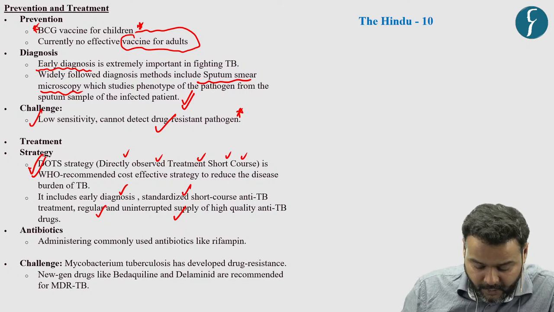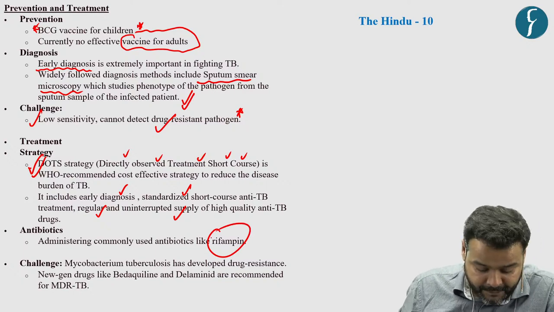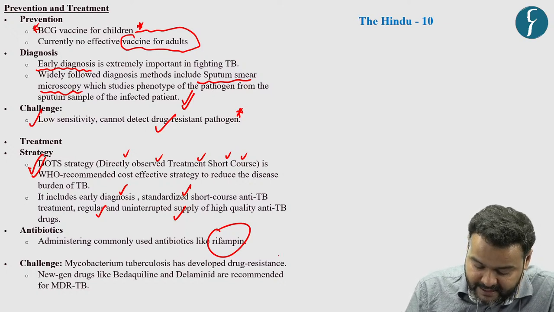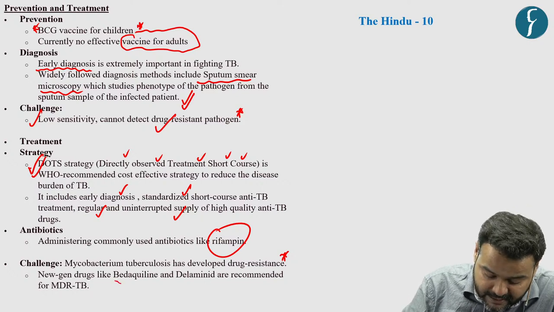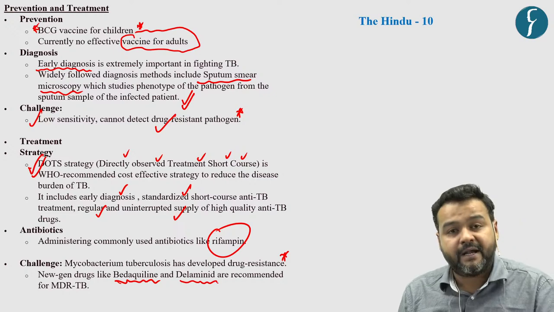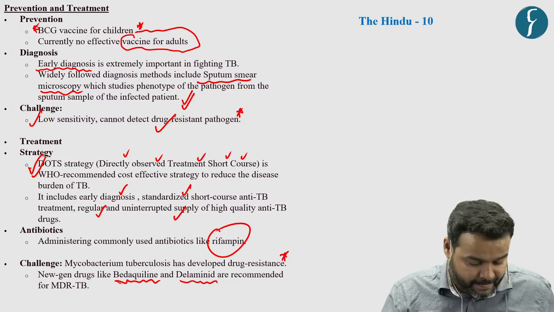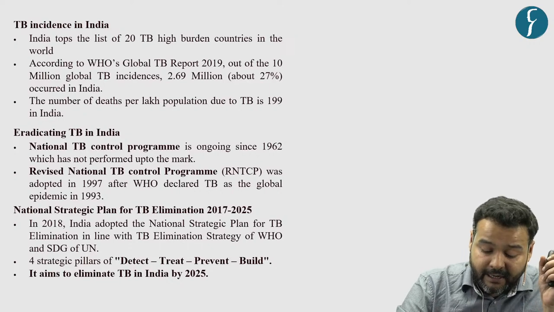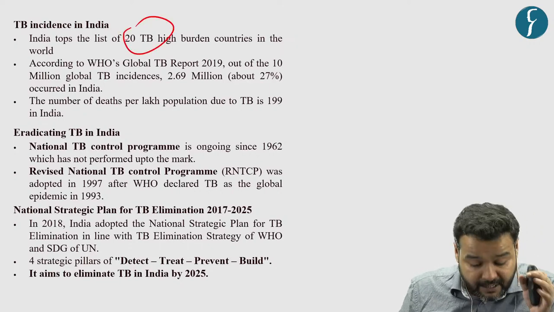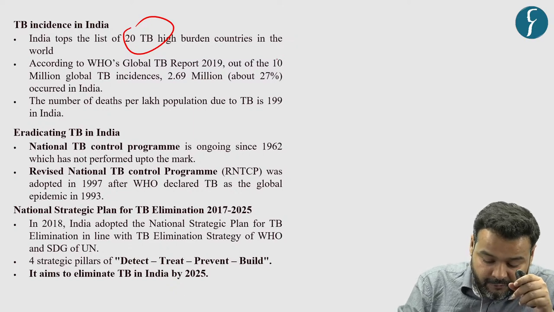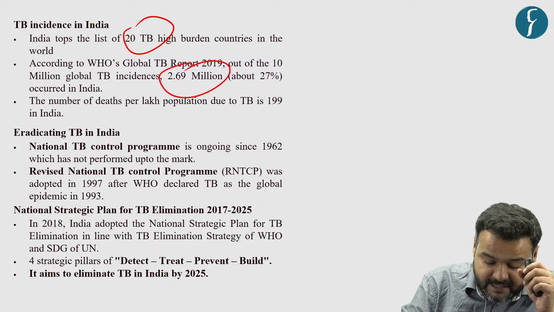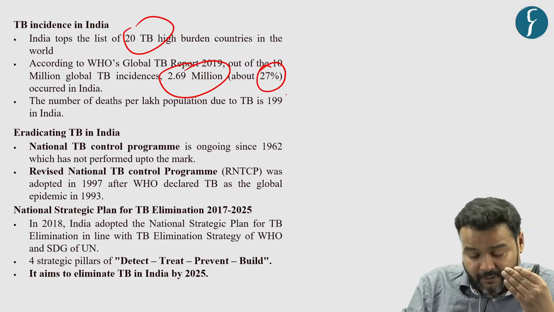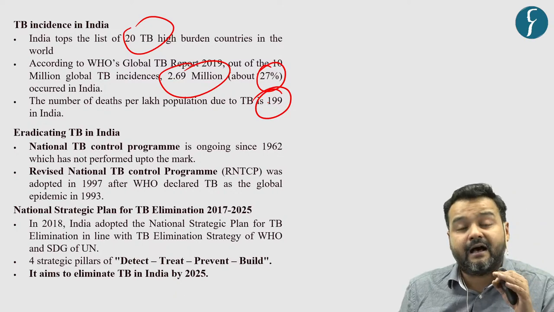So, a commonly used antibiotic is rifampin. What are the challenges? Again, the resistance. Mycobacterium tuberculosis has developed drug resistance. Now, new generation drugs like bedaquiline and delamanid are recommended for multi-drug resistant TB. What is the status in India? Again, India topped the list of 20 TB high burden countries. According to WHO, out of 10 million global TB incidents, 2.69 million, that is 27%, occurred in India, and out of 1 lakh deaths in India, 199 are from TB.